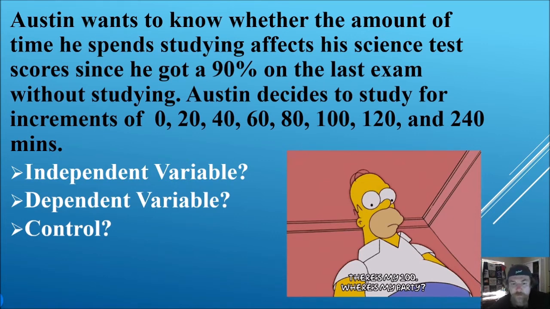There's one more word down there, and that is a control. A control is where you don't do anything, you just let things happen naturally so that you can always compare it back. So in this case, it would be studying for 0 time. And if he studied for 0 time and he got a 90%, well, what if he studied for 20 minutes and got a 50%? Maybe it's better to not study. So the control is going to be what you don't do anything to.